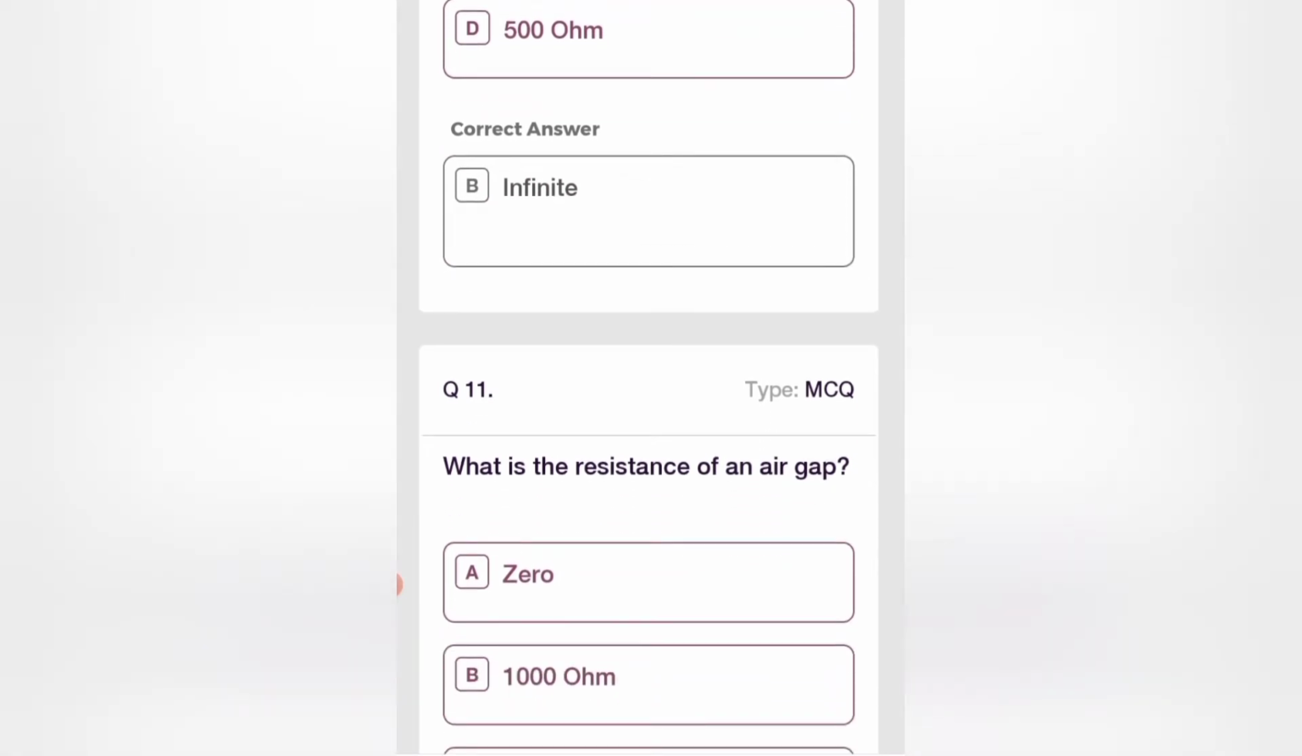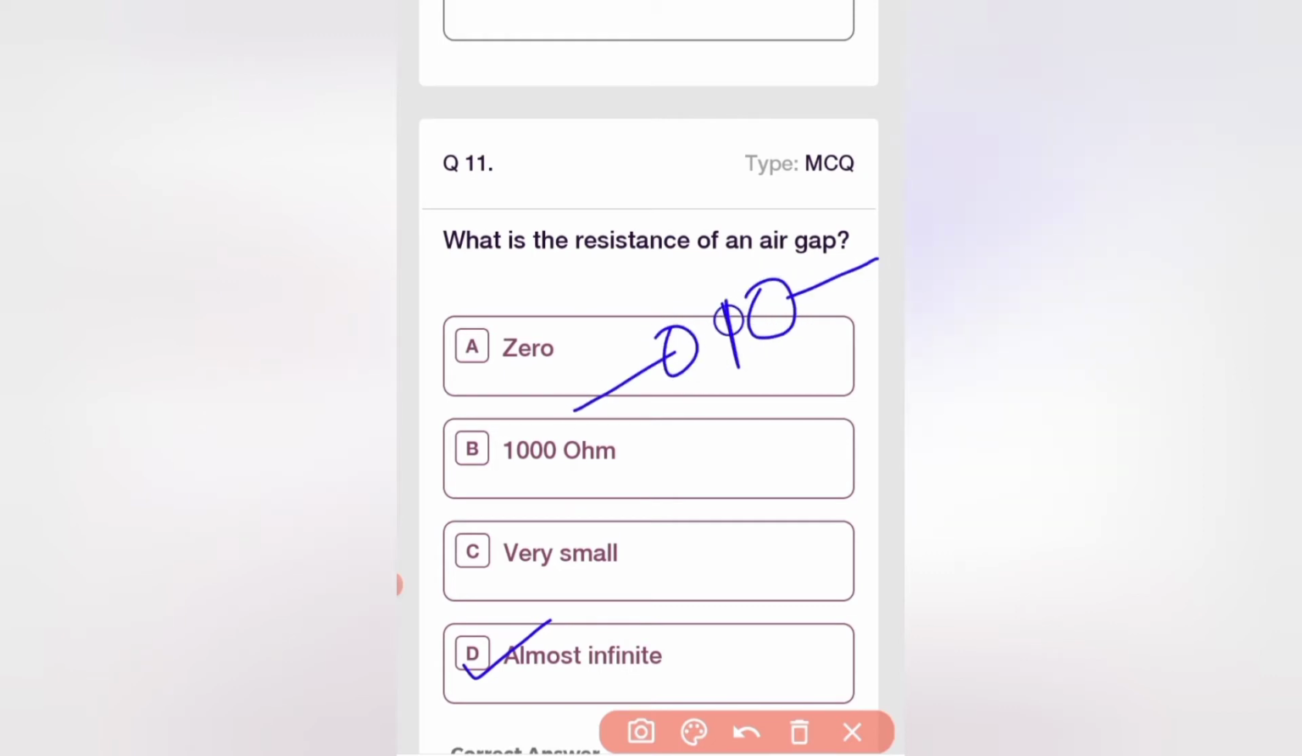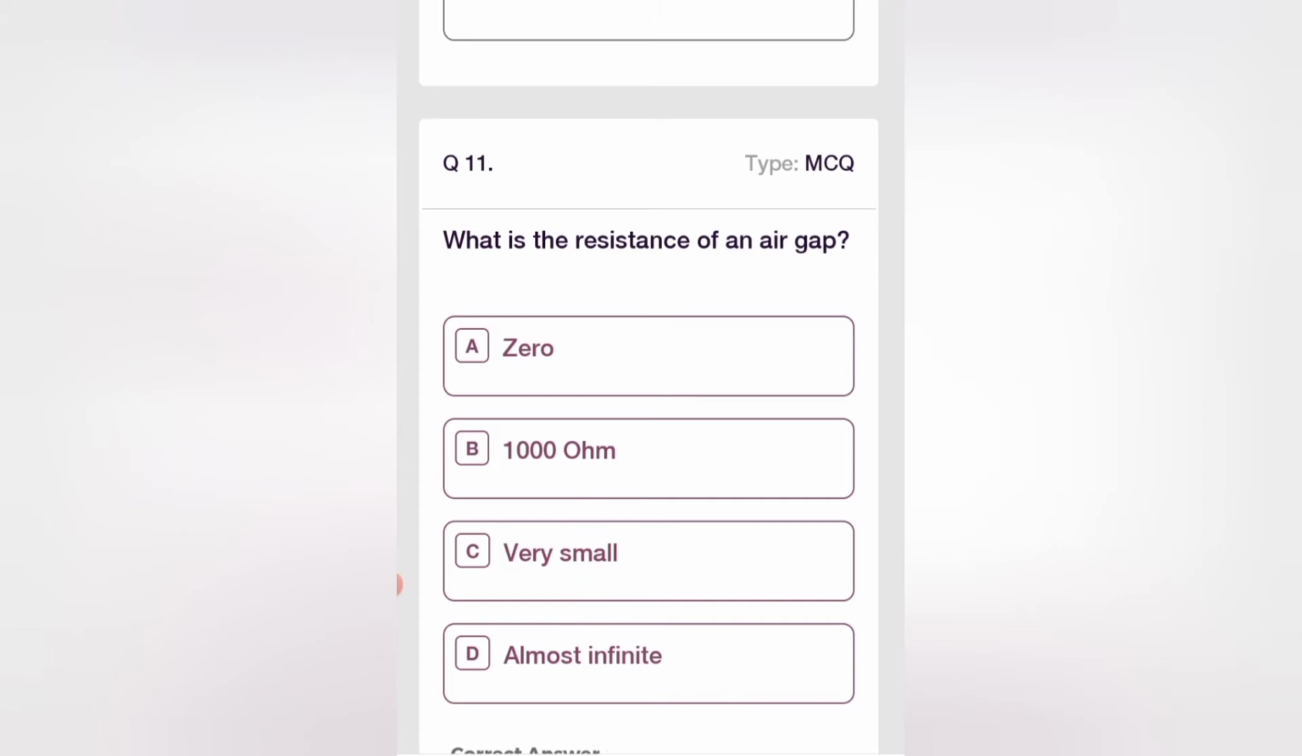What is the resistance of an air gap? The resistance of an air gap will be very high, almost infinite. Suppose we have two cubes like this and this is the gap present. When we consider the resistance of the gap, it is going to be very high, almost infinite.